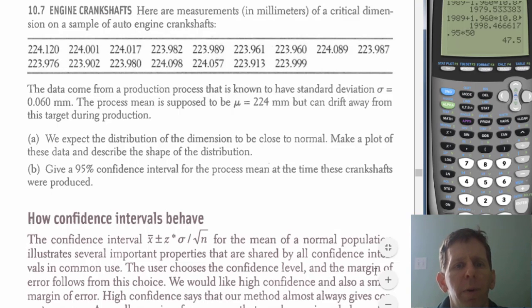Here are measurements in millimeters of a critical dimension on a sample of auto engine crankshafts. The data come from a production process that is known to have standard deviation sigma equals 0.060 millimeters. The process mean is supposed to be mu equals 224 millimeters, but can drift away from this target during production. We're going to do part B, which says give a 95% confidence interval for the process mean at the time these crankshafts were produced. So let's get started.